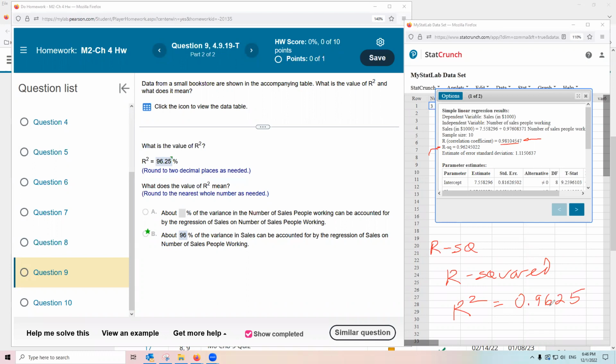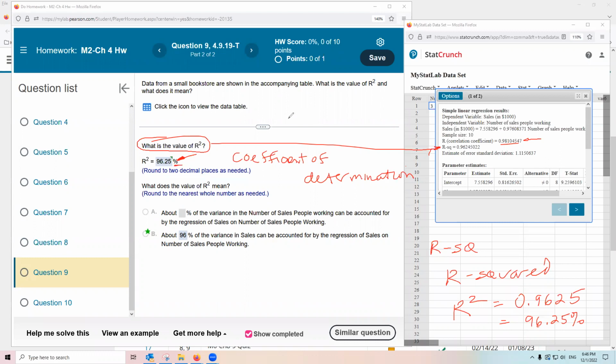Now, usually you write this as a percentage. So notice the question is, what is the value of R squared? Well, we're getting that right here from StatCrunch, but I'm noticing my MyMathLab wants it entered in percentage form. I know that because I can see the percentage symbol there. So I'm going to change this to percentage. So it's just 96.25%. All right, so that's R squared, the number, but what does it really mean? Well, we call this the coefficient of determination. That's the fancy name for it. It's R squared. Sometimes you see it written with a lowercase r too.